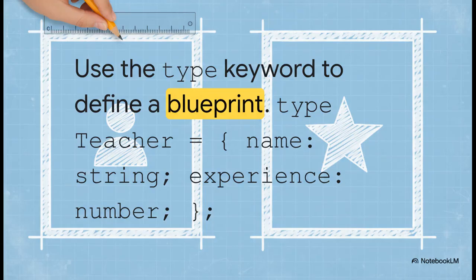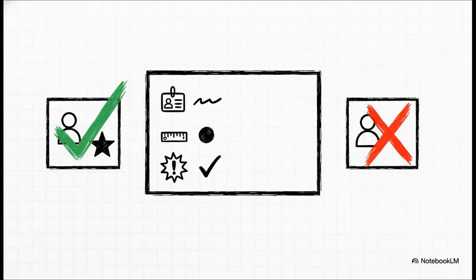So how do we make one of these blueprints in TypeScript? Well, we use the type keyword. Here we're creating a new type called teacher, and inside the curly braces, we're defining the rules. We're saying any teacher object absolutely has to have a name that's a string and an experience that's a number. So our teacher blueprint lays down the law. Any object claiming to be a teacher must follow these rules. The name has to be a string, and the experience has to be a number. No exceptions. This is amazing for catching bugs before they even happen and keeping our data reliable.